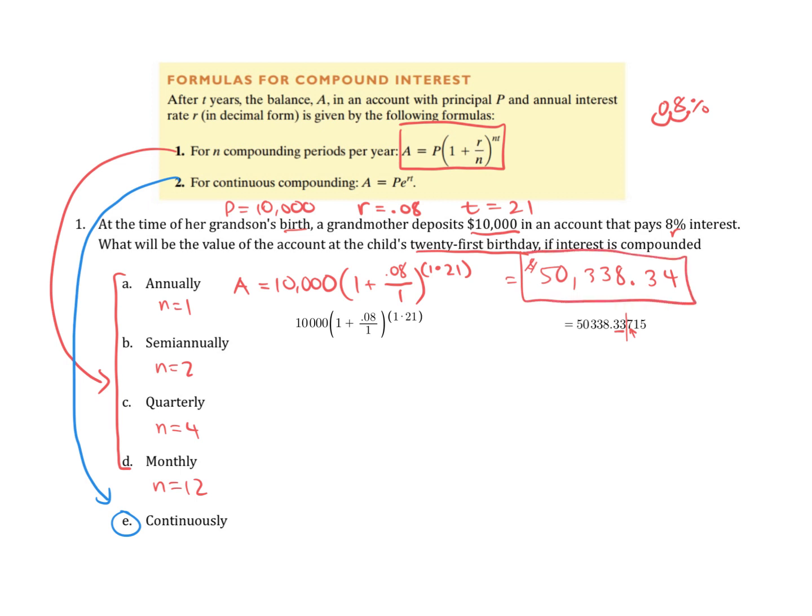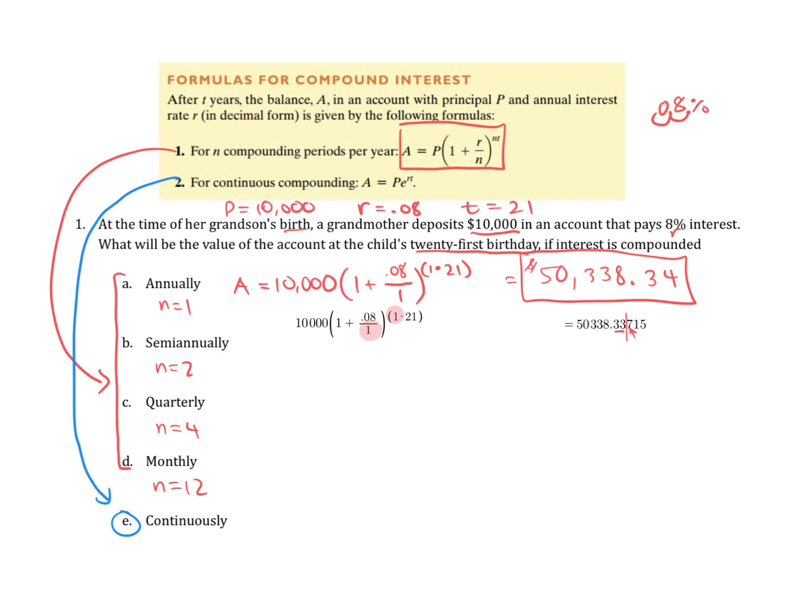Pause the video and try parts B, C, and D on your own. Make sure you're plugging in the same thing we just did, except the n value changes. So that number right here on the bottom of the fraction and right there. So it's in 2 places. You're just changing n. Try those next 3 parts.